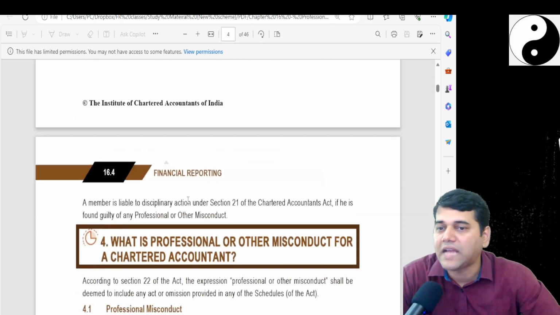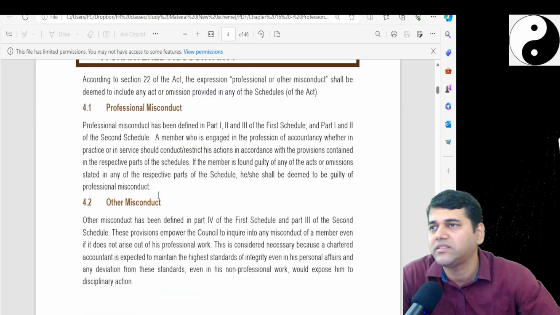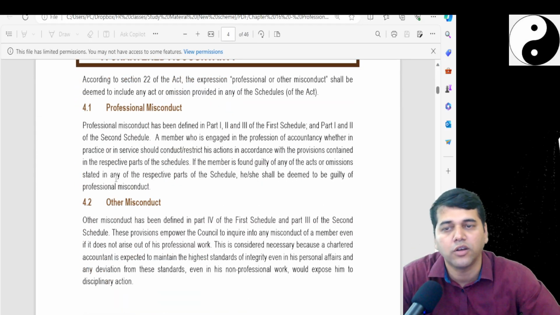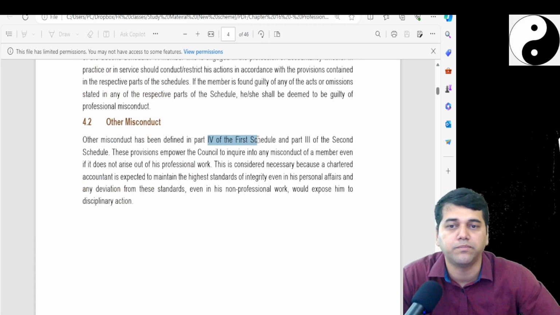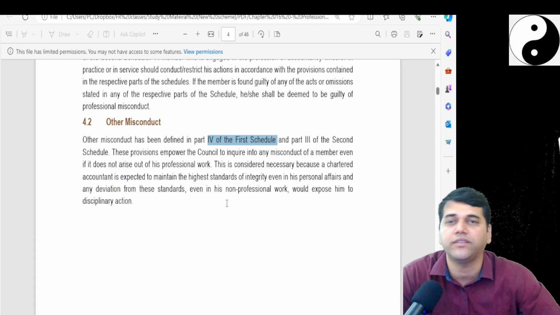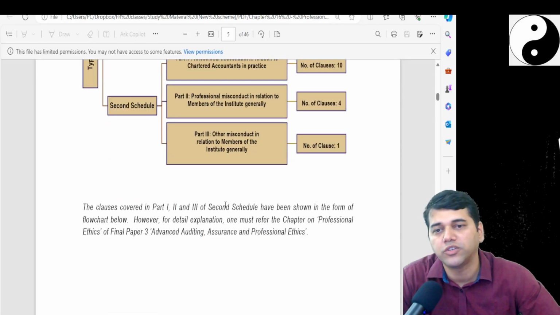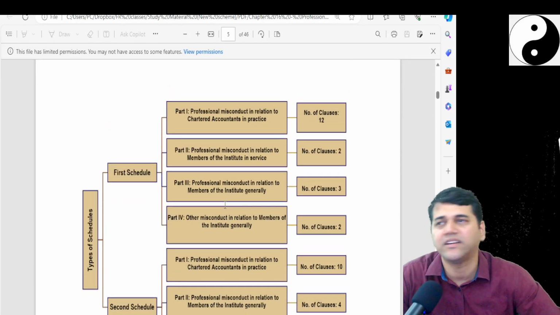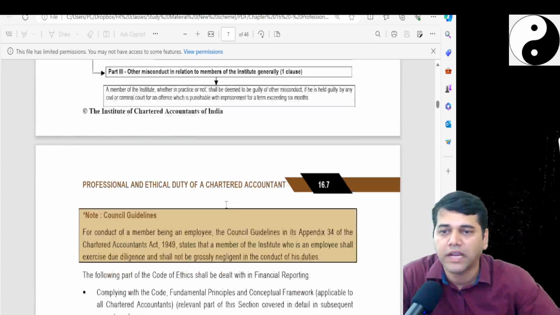Now Chartered Accountants Act, they discussed what is the Chartered Accountants Act, what is professional misconduct. All these things are part of your audit. You have got professional misconduct, which is your first schedule part 1, 2, 3 and second schedule part 1, 2. Then other misconduct is part 4 of first schedule, part 3 of the second schedule. Okay, they have discussed the different clauses. Again, it's all purely audit thing. Audit also we have discussed. I don't want to discuss this.